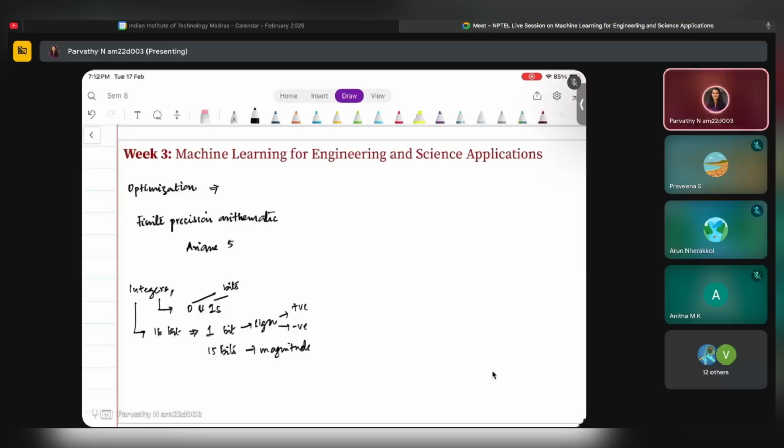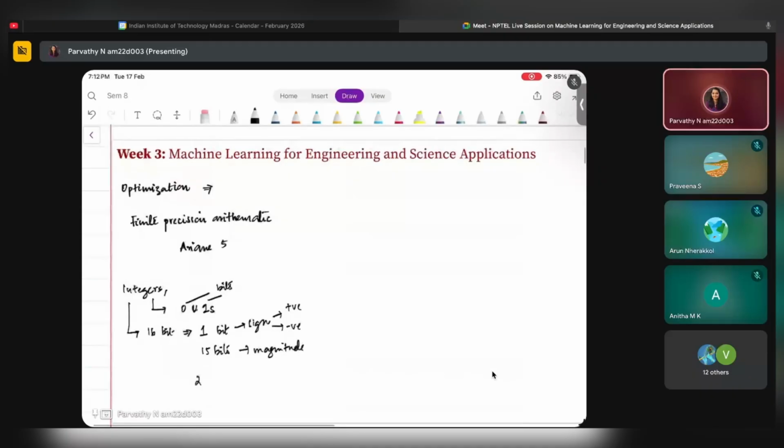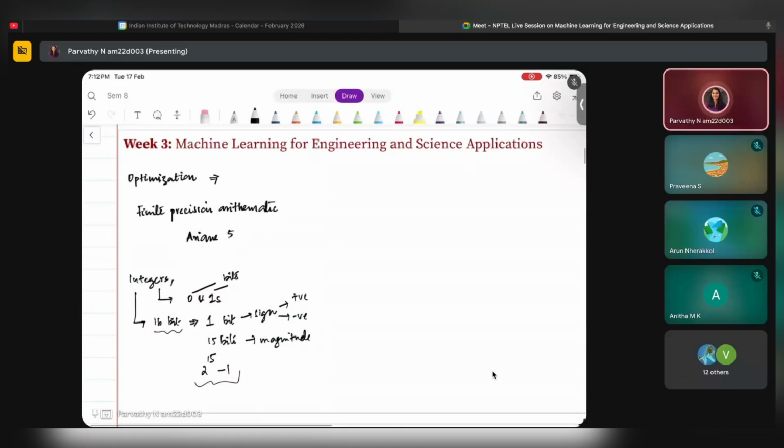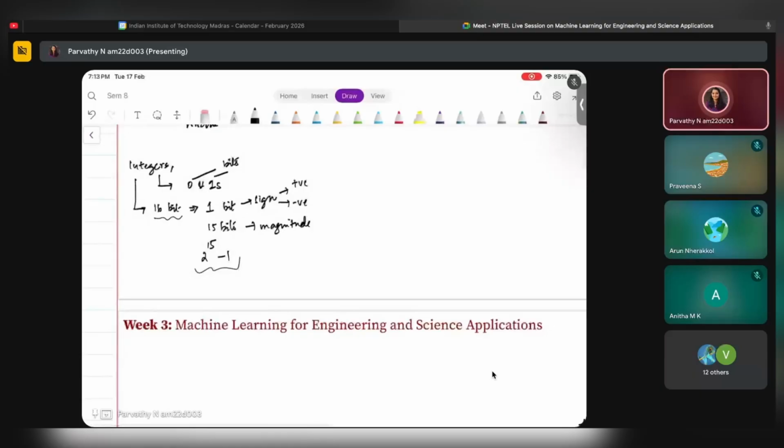So this means that the maximum positive integer that we can represent with a 16-bit representation is 2 raised to 15 minus 1. Similarly, for a 32-bit representation, we allocate 1 bit for sign, and then the remaining 2 raised to 31 minus 1 is the maximum number we can represent. Now this is for integers.